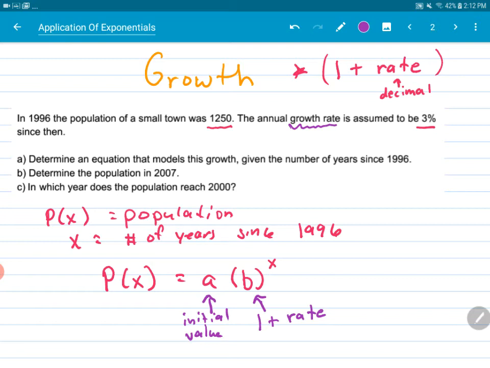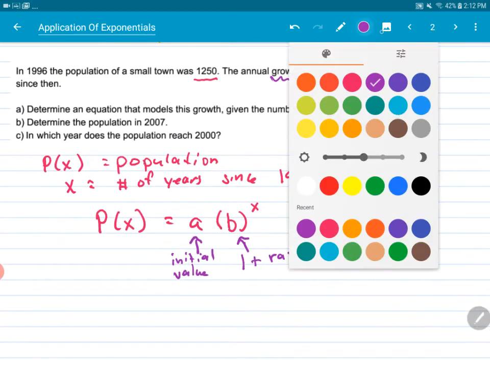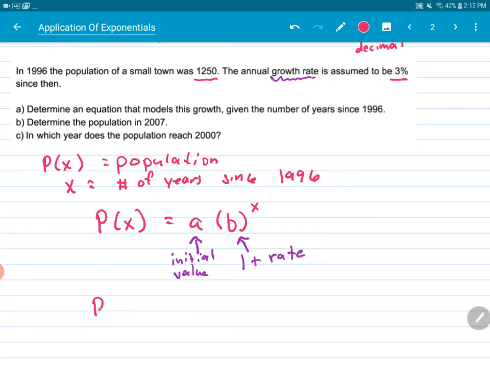So let's put that together and make it our equation. P of x equals, it tells us that our initial population in that year is our starting point, even though 1996 isn't the beginning of time, it is our initial starting point in this particular question. And a lot of questions tend to word it that way to trick you, but it tells you that it's our starting point here. So the initial population is 1250, so that's going to go here.